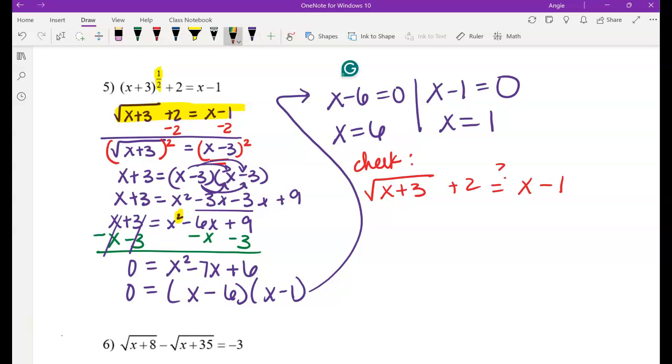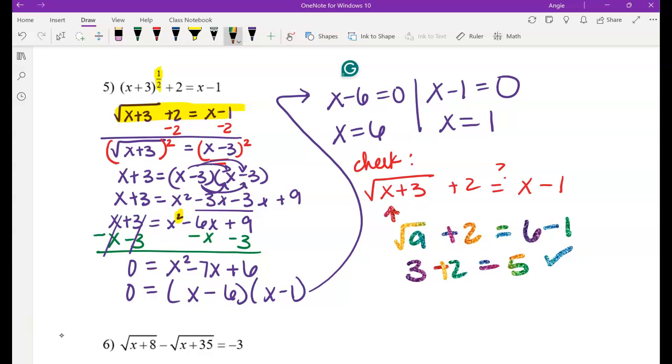So mental math, when we plug 6 back in, 6 plus 3, that's going to be the square root of 9, okay? And then over here, 6 minus 1. I'm sorry, minus 1, and I wrote plus 1 right there, minus 1. Okay, so this is 3 plus 2, which is 5, and 5 equals 5. So we can keep the 6. Same thing with the 1.